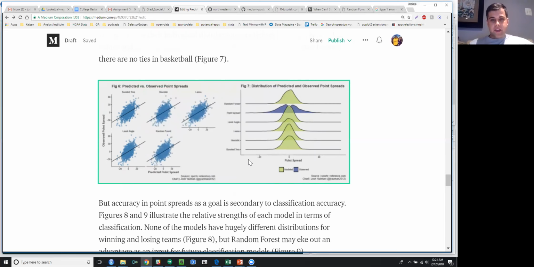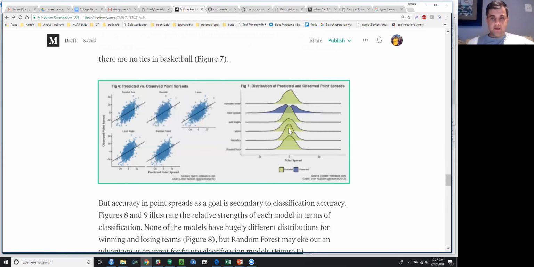But if you look at the individual distributions, all of these predictions have 2 problems. One, they're much more conservative than the actual observed point spread, and two, they center around 0, and there are no ties in basketball. So this isn't like soccer or hockey. All outcomes have to evaluate to one team scoring more points than the other, which is why if you look at the distribution of point spread, there's a dip at 0, and then it goes back up and out.